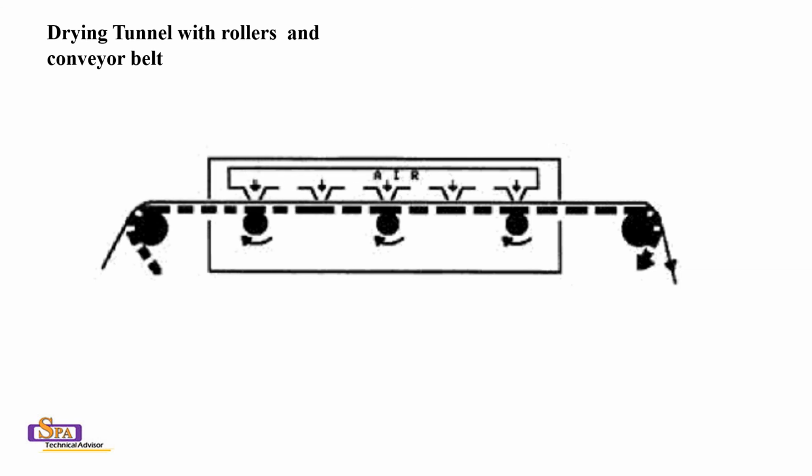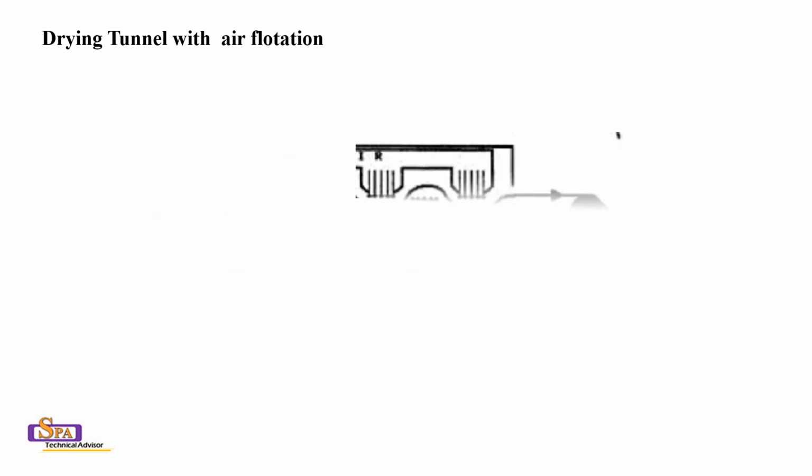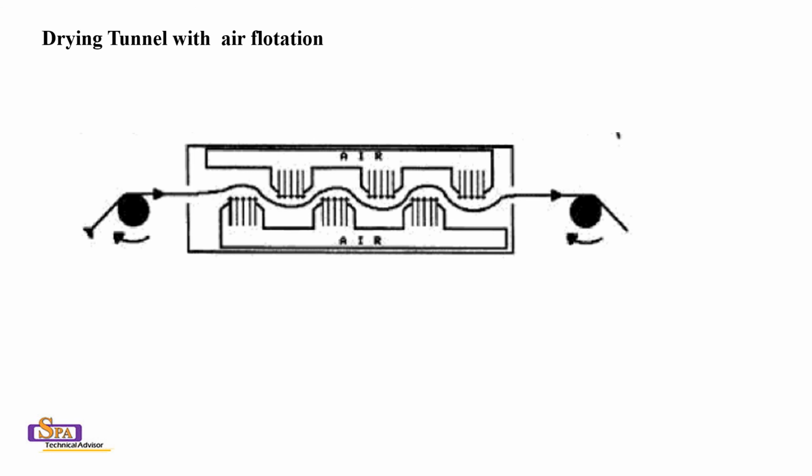Drying tunnel with roller and conveyor belt. You can see there is a conveyor belt just below the web, immediately above the idler. This helps the web handling to a great extent. Here is another design, drying tunnel with air flotation only. You will see a series of nozzles on the top, a series of nozzles at the bottom with no supporting idler roll inside the drying tunnel.